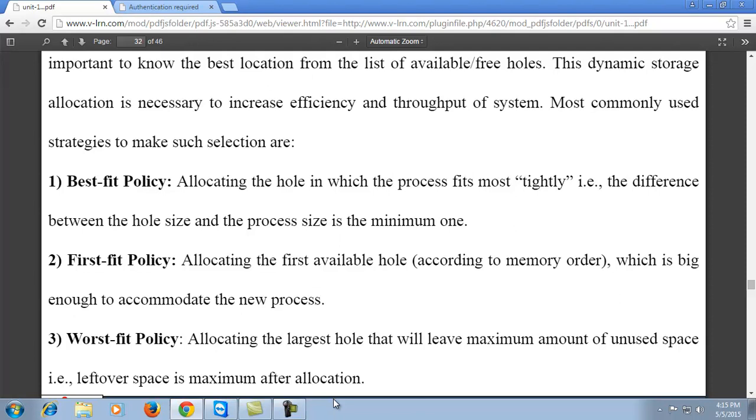The first fit policy allocates the first available hole which is big enough to accommodate the new process. And the next one is worst fit policy. In this method, we allocate the largest hole, which leaves the maximum amount of unused space. Leftover space is maximum after allocation of that memory to the particular data.